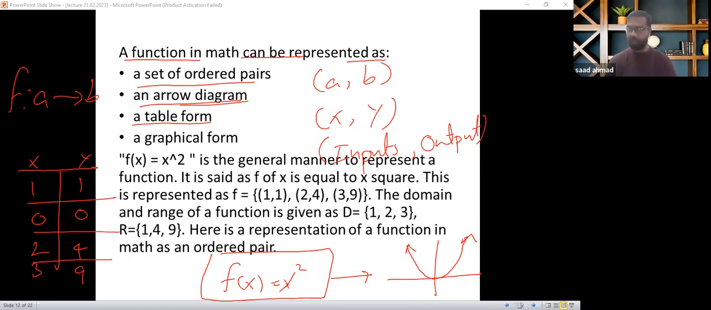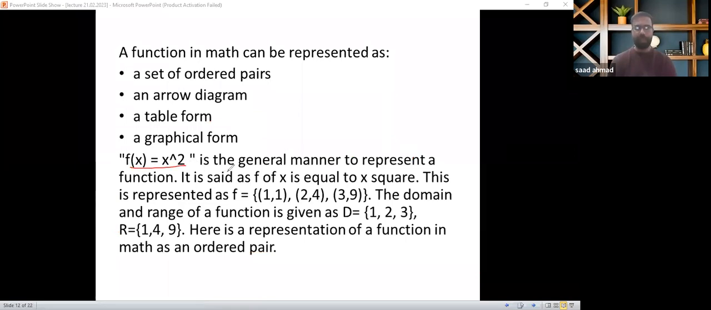We can represent the function by the graph, the table, the arrow diagram, or by this notation. So f of x equals x squared. In the general manner, to represent a function, it is read as f of x equals x squared. This is represented as f. You can also write it in the set notation with ordered pairs. The domain for this set is 1, 2, 3. The range for this set is 1, 4, 9.